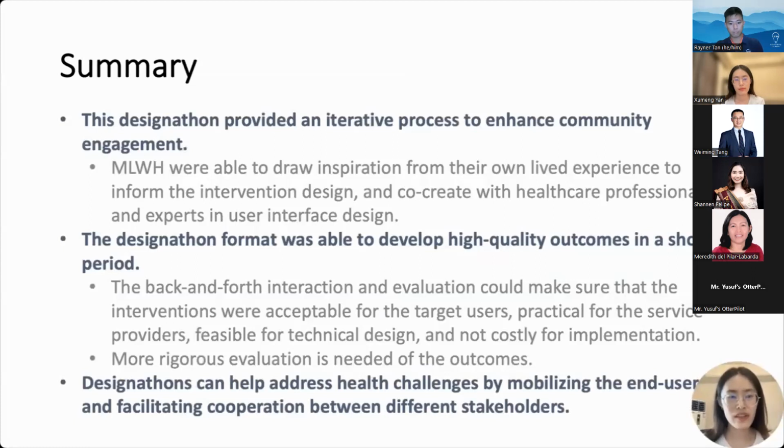In conclusion, Designathons can help address health challenges by mobilizing the end users and facilitating cooperation between different stakeholders.